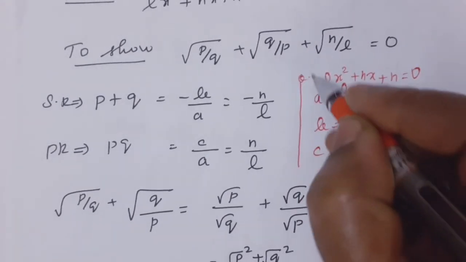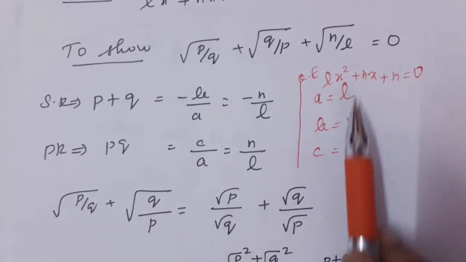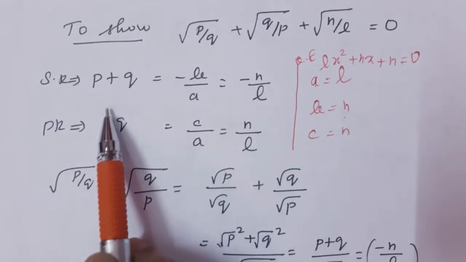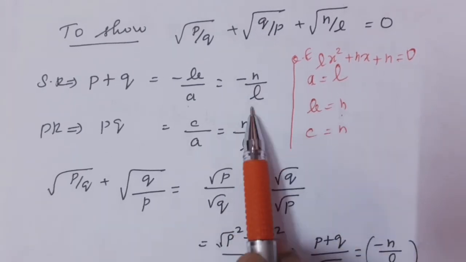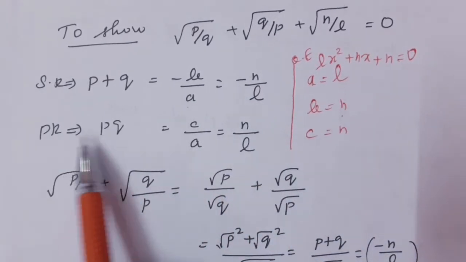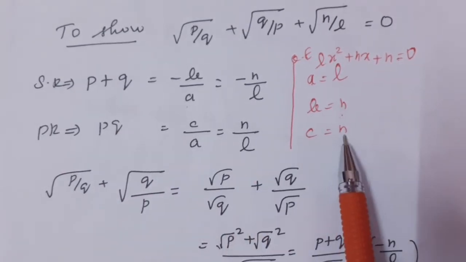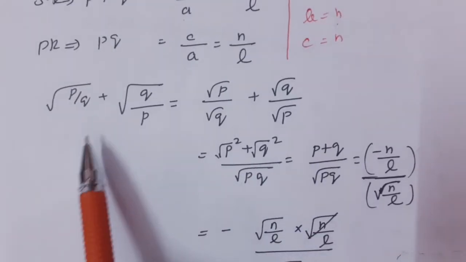The quadratic equation. Therefore, what is A value? A equal to L. B equal to N. C also N. So, what is the sum of the root? P plus Q equal to minus B by A. B is N, so minus N by L. Again, product of the root PQ equal to C by A. C is N, A is L. N by L.